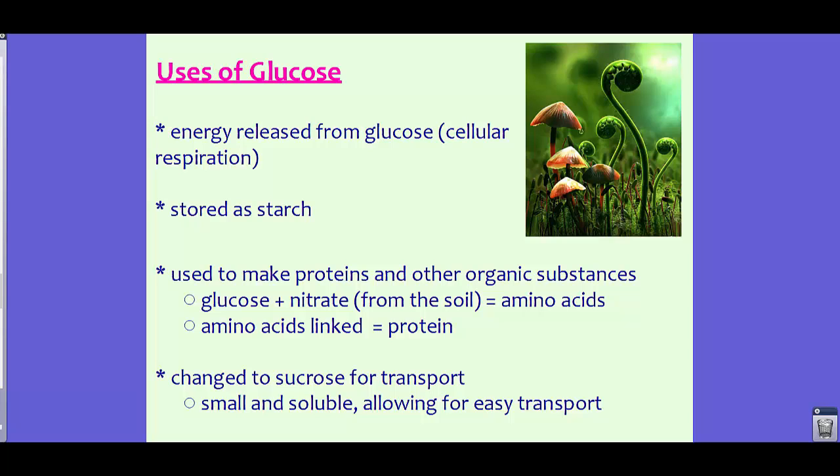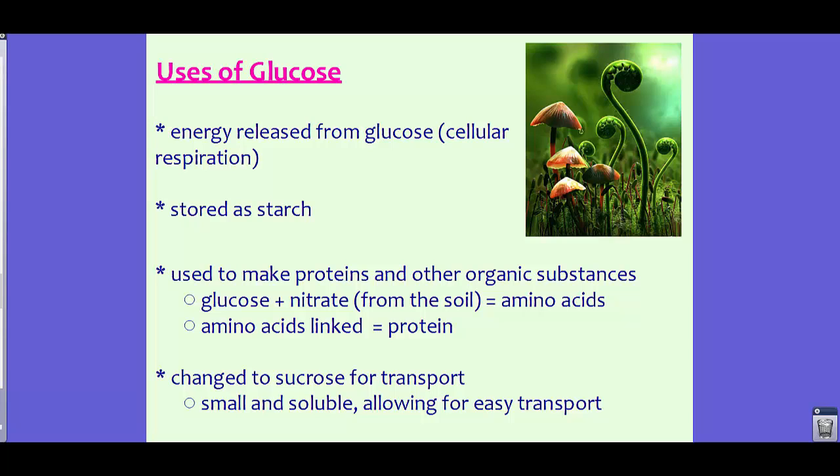Now, during transport, glucose is changed to sucrose to be transported around. This is typically in plants. Remember, this is all about plant nutrition. Since we changed it to sucrose for transport, we're making it smaller and soluble. So we're making it dissolvable, which allows for easy transport.